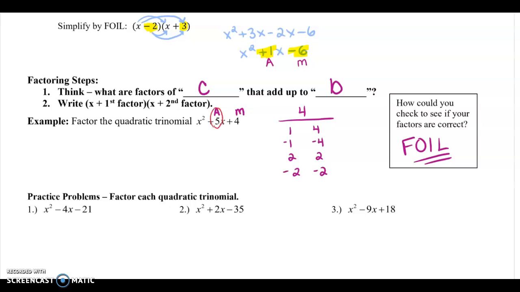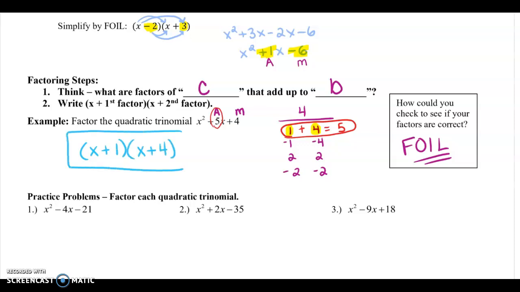Well, that actually ends up being my first pair. My first pair of numbers adds to +5, so that's the pair I'm choosing. My factors are +1 and +4. So my answer is going to be x plus 1, because +1 is one of my factors, times x plus 4. And I can always check that by multiplying or FOILing or double distributing, however you want to think about it.